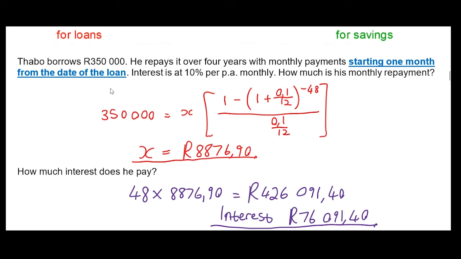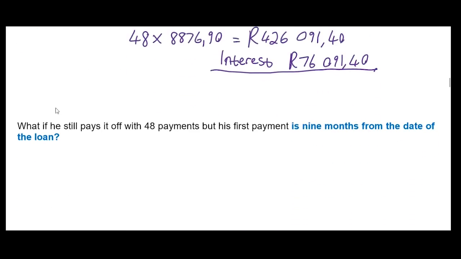Now you may have noticed in this question that we put in bold and underlined and blue that the payments were starting 1 month from the date of the loan. That is the normal, typical practice. However, sometimes we have a deferred start. So we have a delay in our start. Let's look at this question.